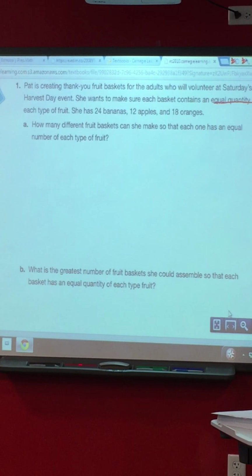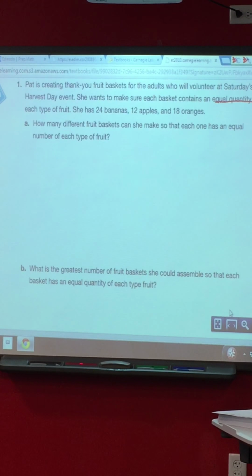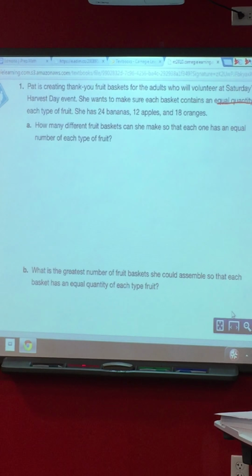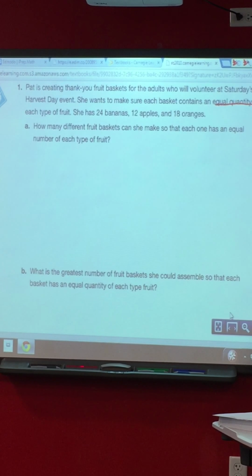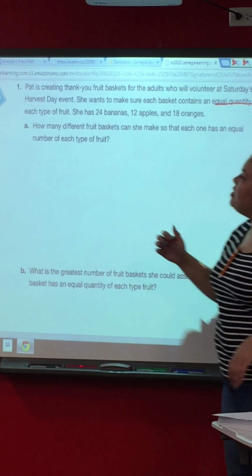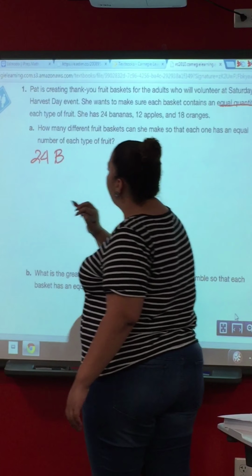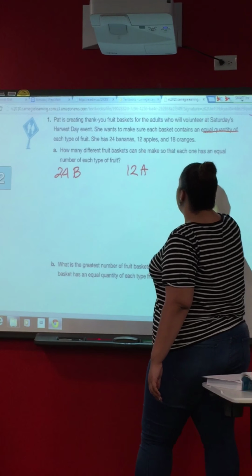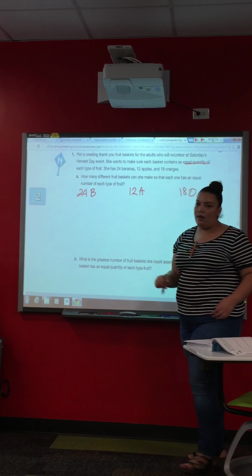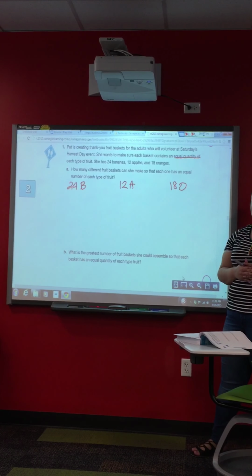So the first part, A, says, how many different fruit baskets can she make so that each one has an equal number of each type of fruit? So what we know is that we have 24 bananas, right, 24B. We have 12 apples and 18 oranges. Now, there are a number of different types of baskets that we can make.